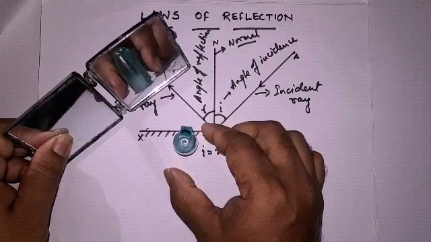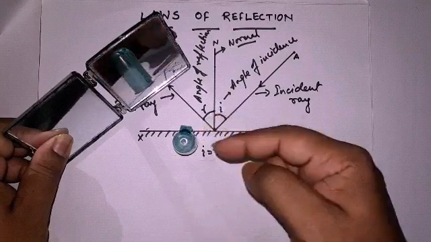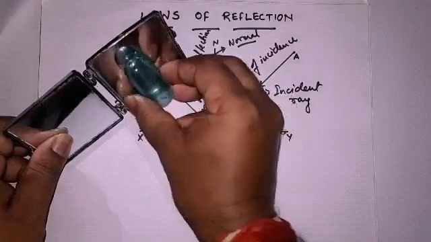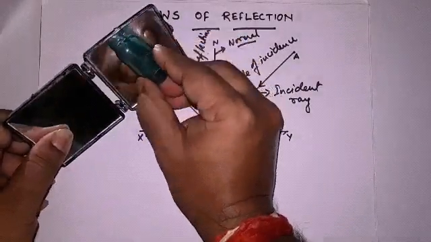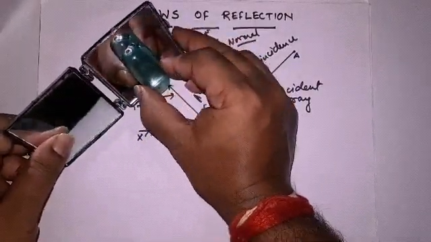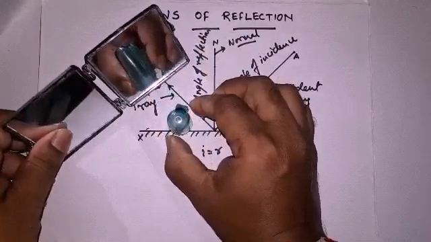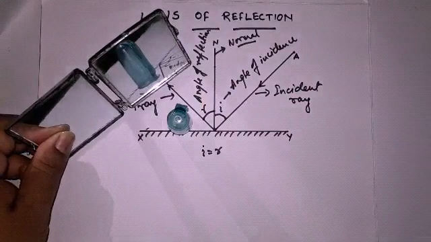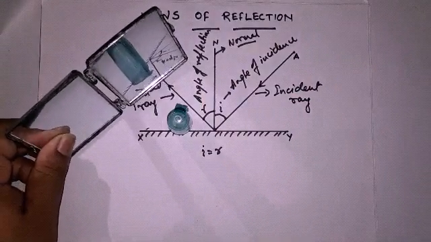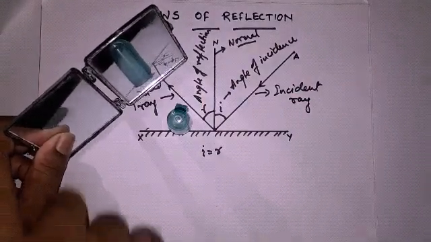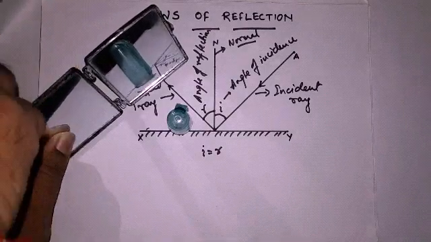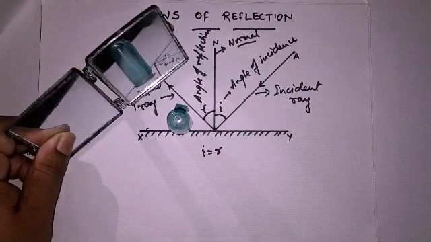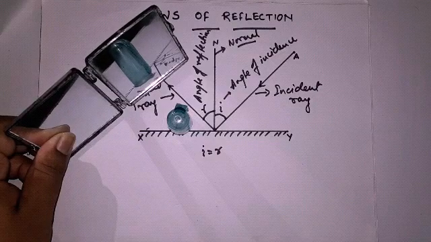The size of the image is equal to the size of the object. If I put it on top of this, the object and the image are of equal size. The image is formed as far behind the mirror as the object is in front of it. Actually, the image forms far behind the mirror. That is the reason why we call the image virtual.